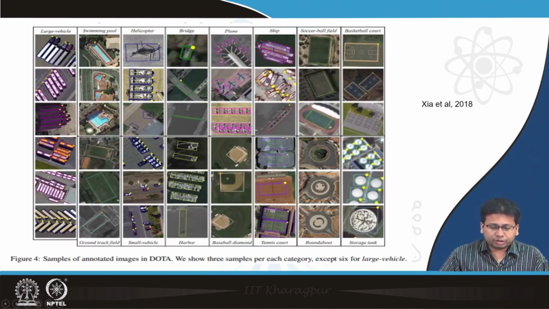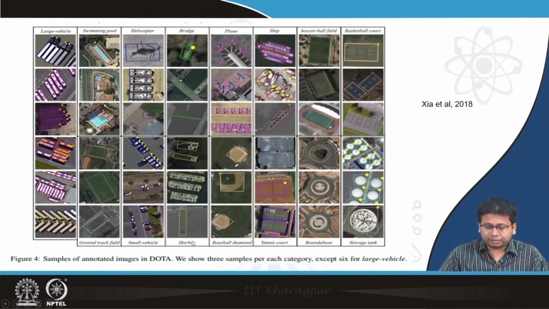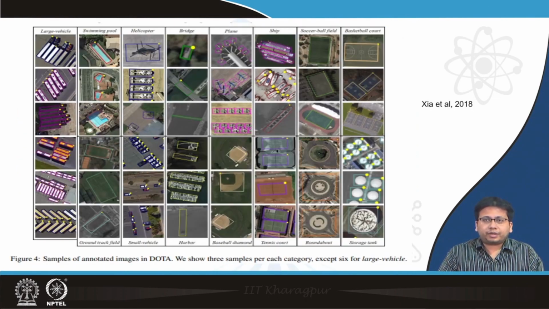As they have mentioned in this data set, there are 15 object categories. Some examples they have shown are tennis court, harbor, small vehicles, ground track, etc. In each of the cases, as you can see, there are these pink or green or yellow quadrilaterals. These show the precise locations of the corresponding objects within those images. So, it is a useful data set on which many object detection models can be trained.